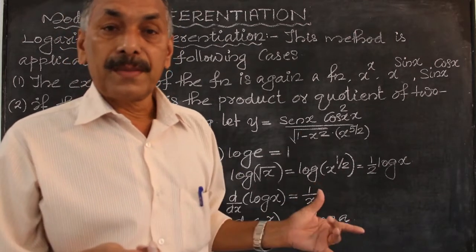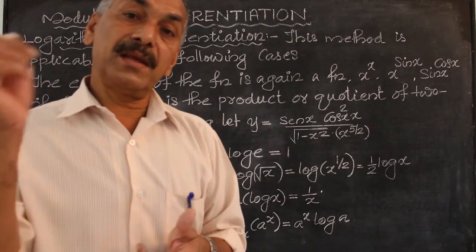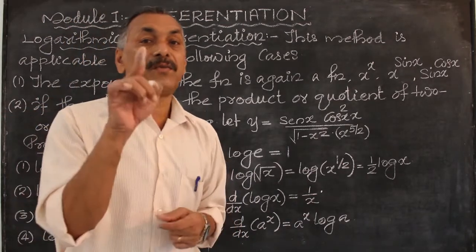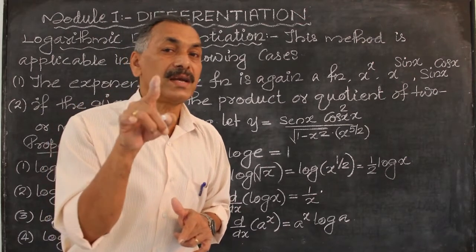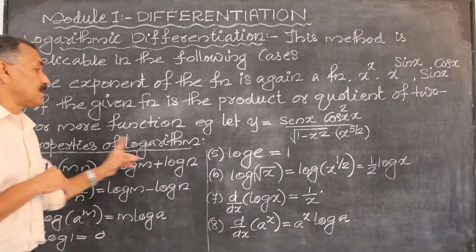എന്നിട്ട് ലോഗരിഥം കിട്ടിയാൽ എന്തായിരിക്കും? ലോഗരിഥത്തിന്റെ പ്രോപ്പർട്ടീസ് അപ്ലൈ ചെയ്യും, എന്നിട്ട് അതിനെ ഡിഫറൻഷിയേറ്റ് ചെയ്യും. അന്നേരം അതിൻ്റെ ലോഗരിഥമിക് പ്രോപ്പർട്ടീസ് അപ്ലൈ ചെയ്യണമെങ്കിൽ നമുക്ക് എന്ത് ചെയ്യണം? We know the properties of logarithm. അതായത് next, properties of logarithms.